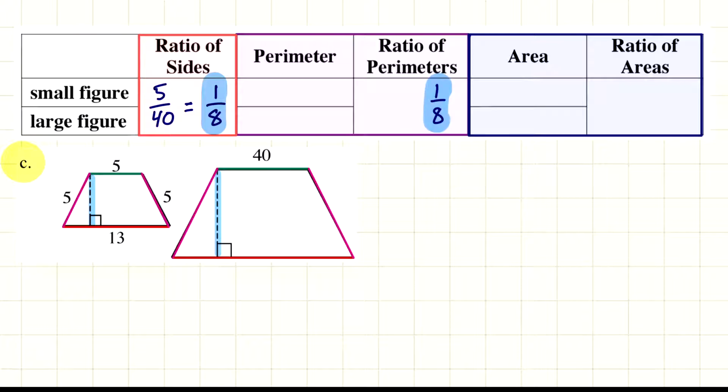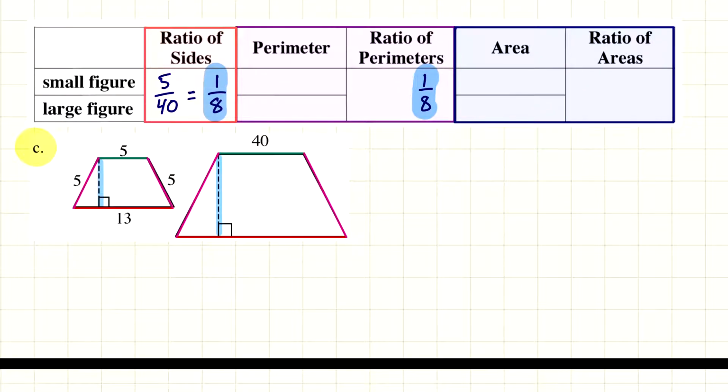All right, and so the last ratio, if you could tell me, what is the ratio of areas then? All right, so if you did the calculation of 1/8 squared, you would get 1/64. All right, so 1/64 would be the ratio we're looking for.